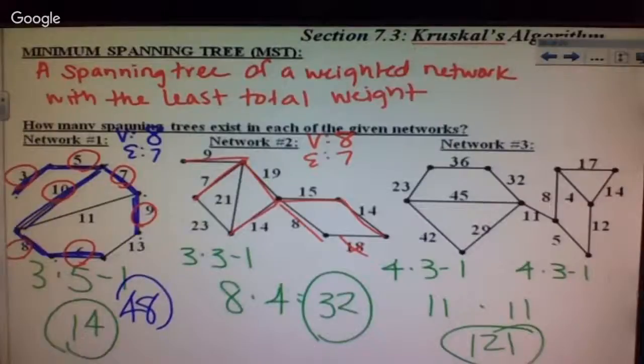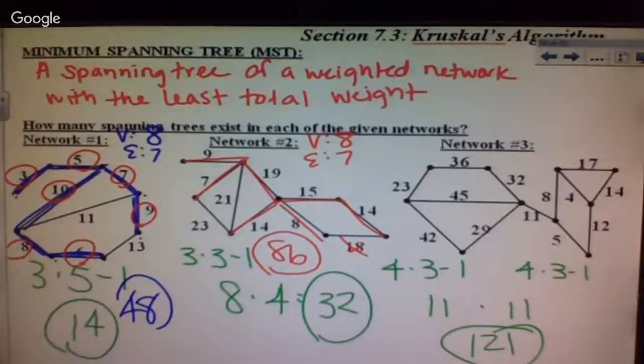I could have messed up. I got 86. Somebody else check. Mental math here. That's what got me messed up in the first place. 86. Yes, I had an extra 10 in there somewhere. So that's your MST, and it has a weight of 86.